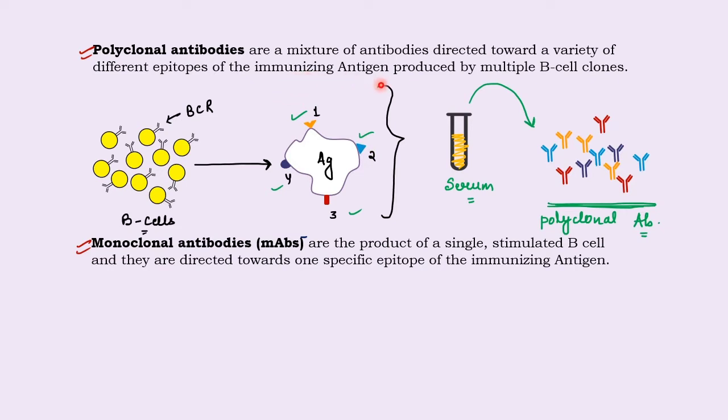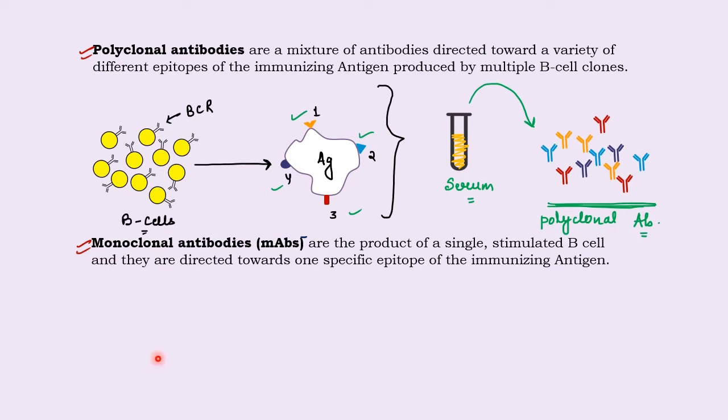of the immunizing antigen. Obviously, this is an immunizing antigen which is triggering the body of that organism to produce antibody against it. Produced by multiple B cell clones. So the mixture of these antibodies has been produced by multiple B cell clones, and that is why they are known as polyclonal antibody.